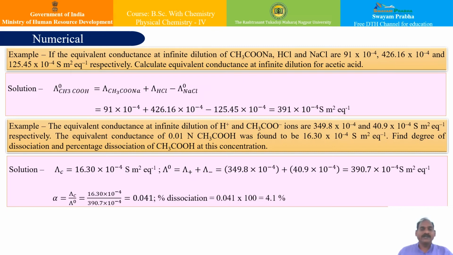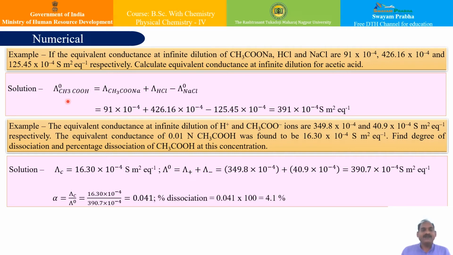Similarly, the next numerical: if the equivalent conductance at infinite dilution of sodium acetate, HCl and NaCl are respectively given as 91 into 10 to the power minus 4, 426.16 into 10 to the power minus 4, and 125.45 into 10 to the power minus 4 Siemens meter square per equivalent, calculate the equivalent conductance at infinite dilution for acetic acid. Again, this is the three electrolyte method which we have seen in our previous lecture. This method we have used.